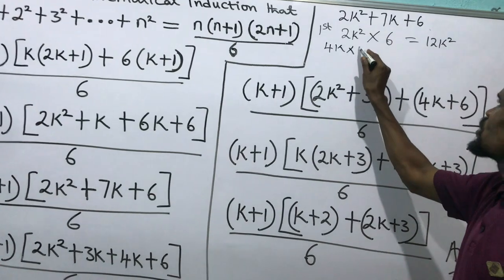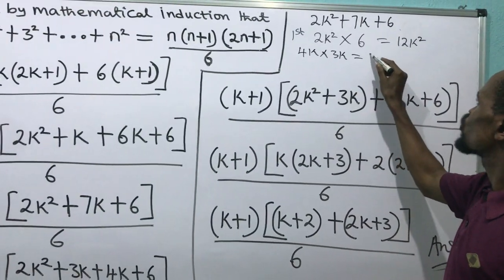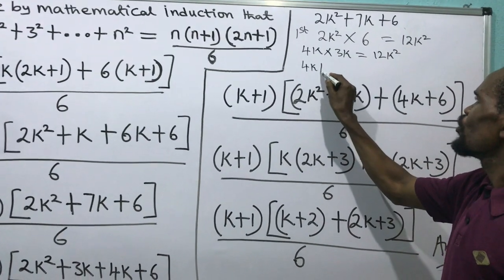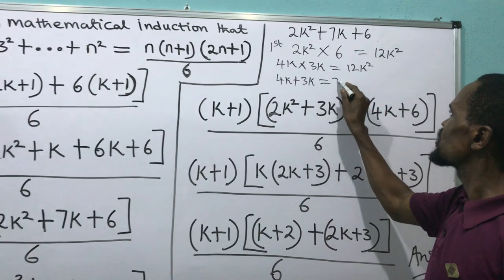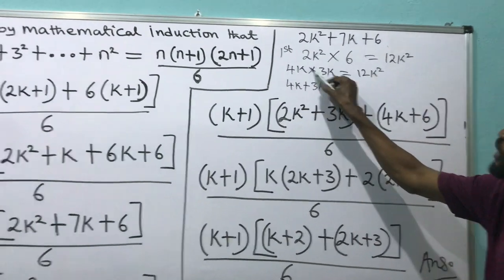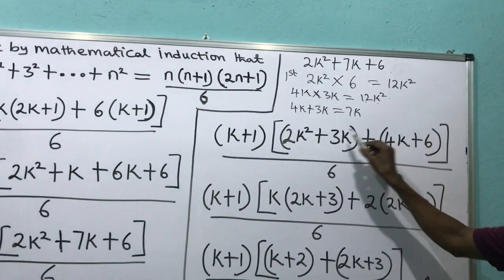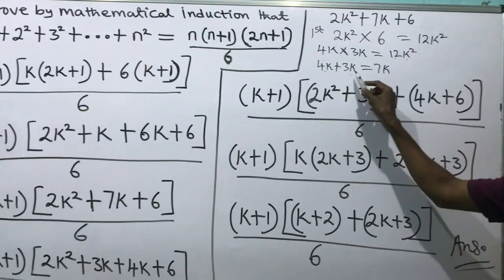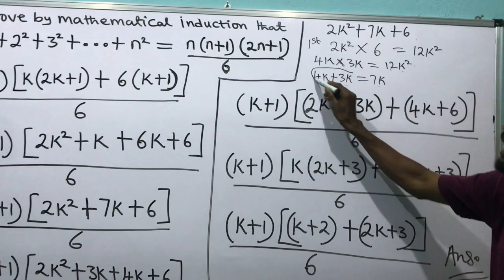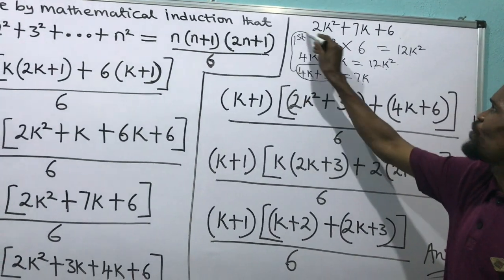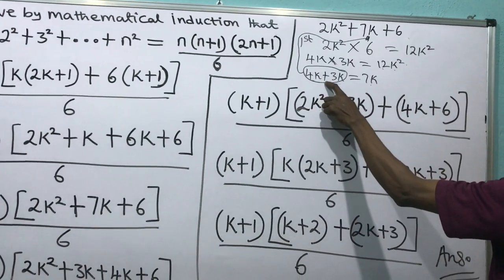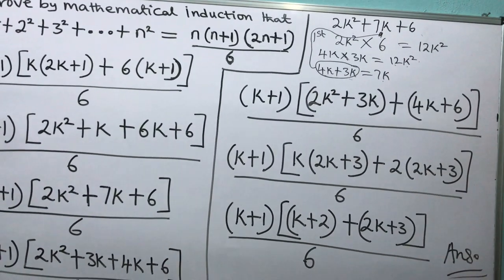And now see it to be what? 4k times what? 3k will give me what? 12k what? Squared. And what? 4k plus what? 3k will give me 7k. Have you seen it now? Then when I times the two values, what does it give me? It gave me 12k squared. Then when I add these two values, what does it give me? 7 what? K. What does it mean? It means that I can use this to what? Replace what? 7k here. That means I can use 4k plus 3k to replace 7k in this expression.